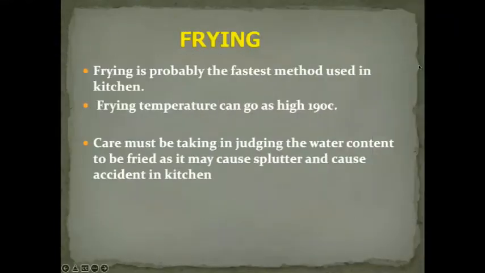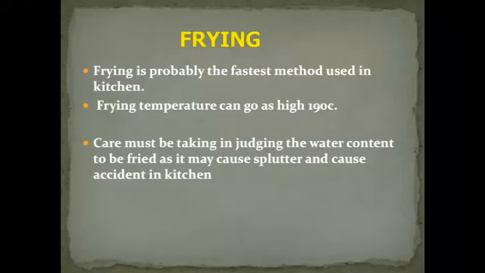Next is frying. Yesterday when we finished the class, we were till here. Frying is actually one of the fastest methods of cooking in the kitchen. In frying, generally the temperature is around 190 degrees Celsius. Whenever I say frying, I mean deep frying. There are two kinds of frying: deep frying and shallow frying. But generally when I use only the word frying, I mean deep frying.